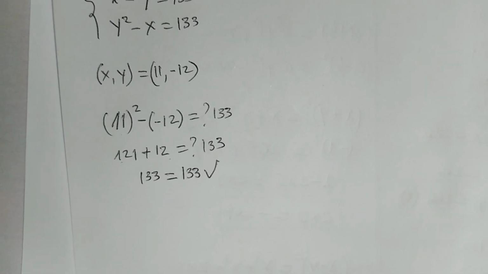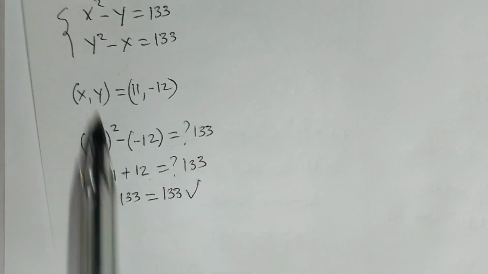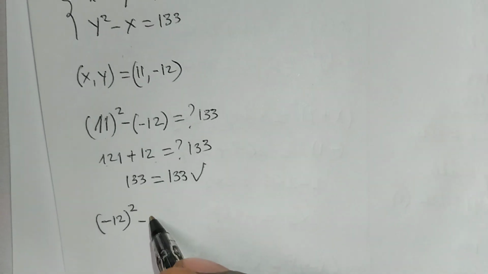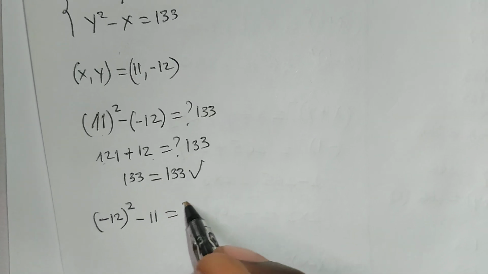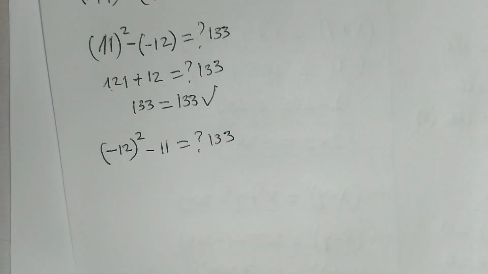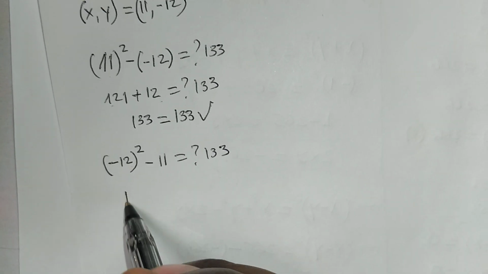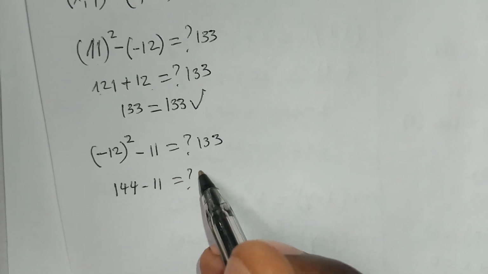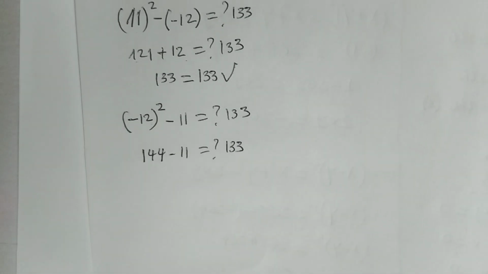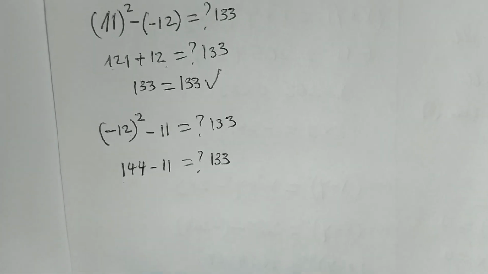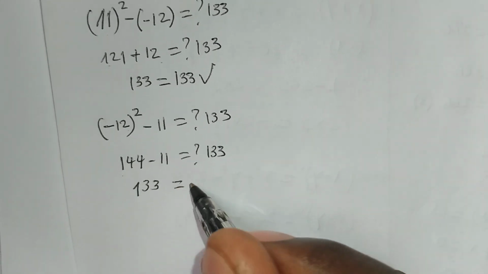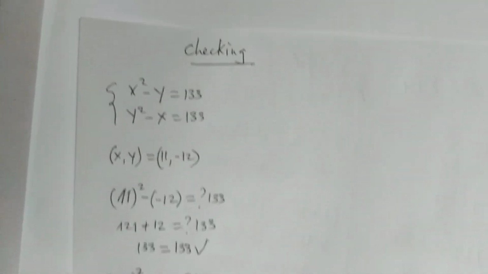This is true. And from this equation, y square, y negative 12 square, minus x, 11. Is it equal to 133? Negative 12 square is 144 minus 11. Is it equal to 133? This one is 133. This is true.